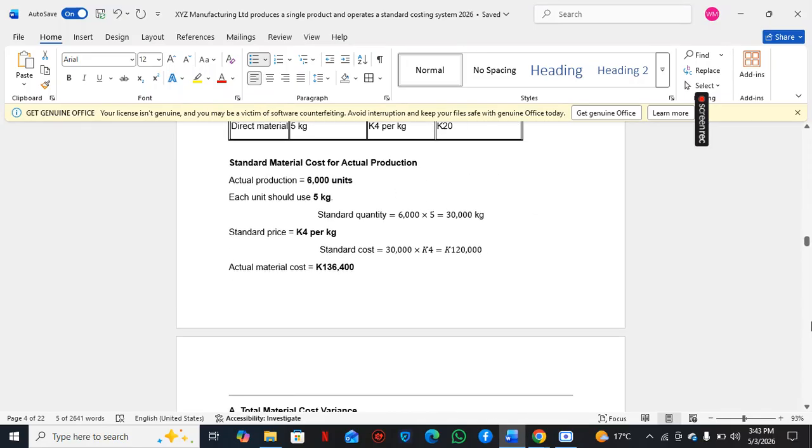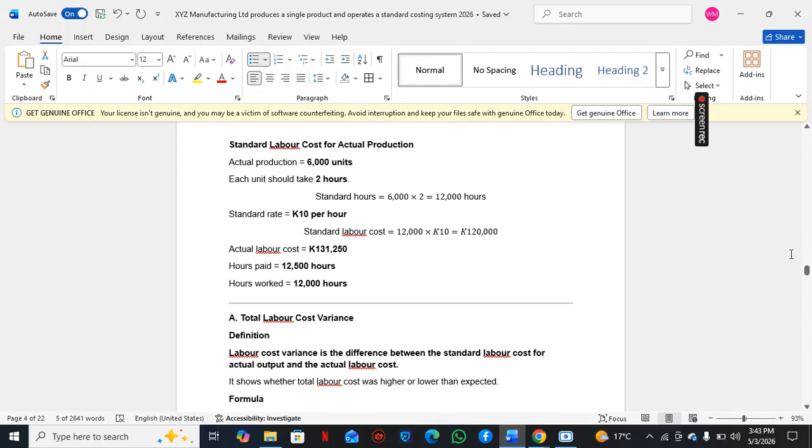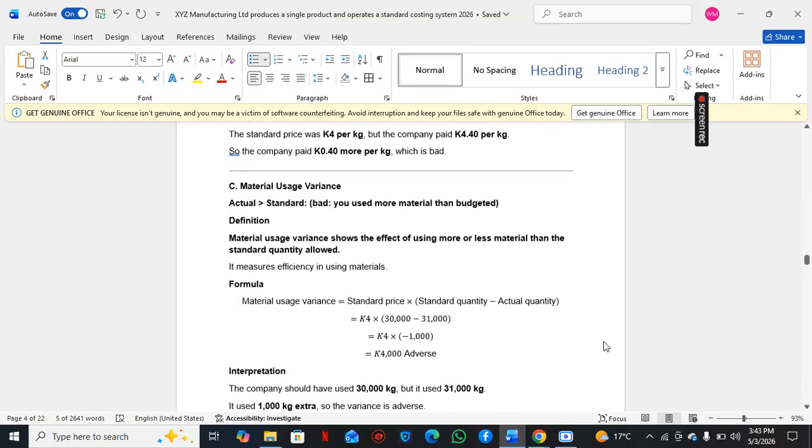There's a lot of information here. Scrolling, I even get lost where I'm at. So here, 30,000 kg is what was supposed to be used for those 6,000 units we produced, since each unit needs 5 kg. According to our standard card, we're supposed to use 30,000 kg, but in actuality we used 31,000 kg. So 30,000 minus 31,000, we used 1,000 more kg of materials.